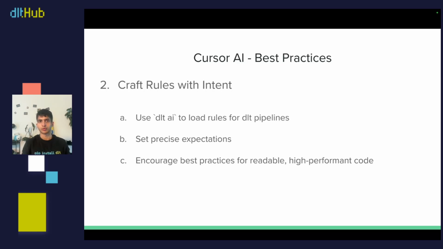Next is, of course, to craft rules with intent. To begin with, if you use the dlt AI command, you should be able to load the already well-crafted rules from dlt, and those are specifically designed for dlt pipelines. So that'll do a lot of the heavy lifting for you. But there might be cases where, for your specific use case, you might need to add additional rules. For those cases, be sure to be very unambiguous with what you expect. Make sure your expectations are precise. Make sure that everything you include in your rules encourages the best practices so that the resulting code from your agent is readable, efficient, and high performant.